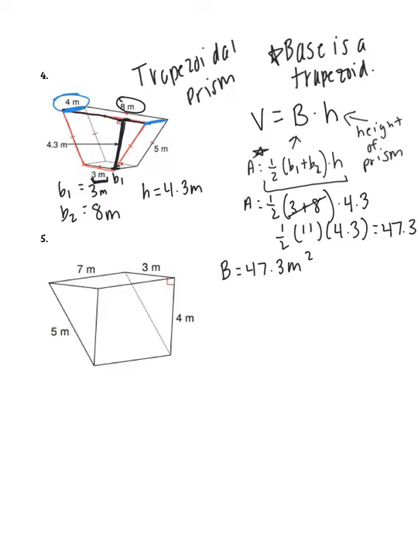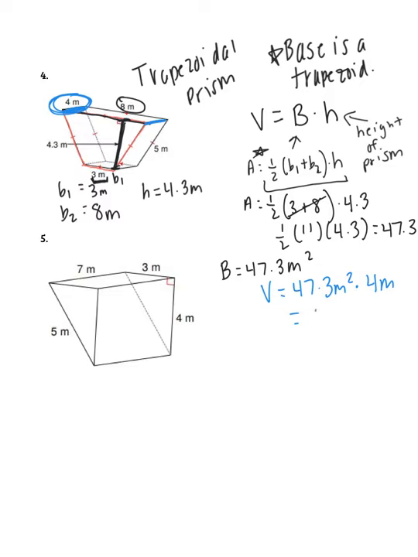So that means the height of the actual prism is 4 meters. So it's easy to accidentally say it's 4.3, but that's just the height of the trapezoid itself. The 4 meters is the height of the actual prism. So I'm going to say that the volume equals 47.3 meters squared times 4 meters. And then I will go and put that in my calculator.